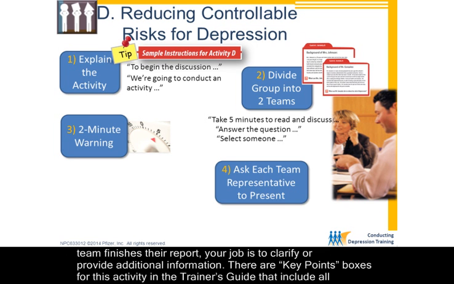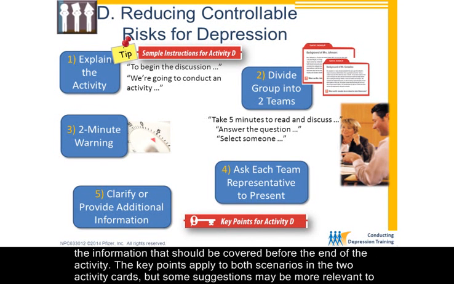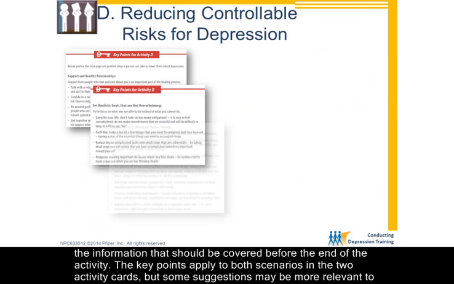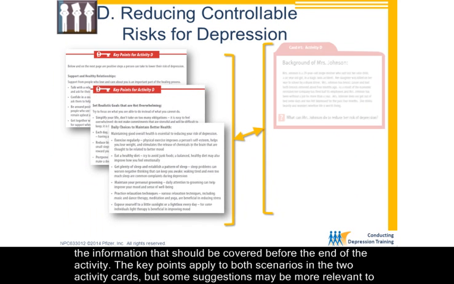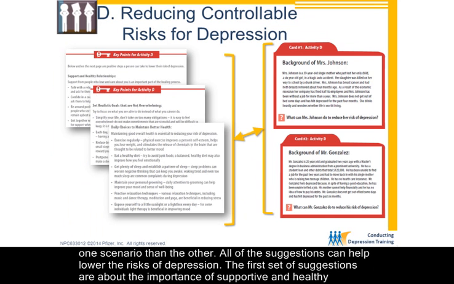After each team finishes their report, your job is to clarify or provide additional information. There are key points boxes for this activity in the Trainer's Guide that include all the information that should be covered before the end of the activity. The key points apply to both scenarios in the 2 activity cards, but some suggestions may be more relevant to one scenario than the other. All of the suggestions can help lower the risks of depression.